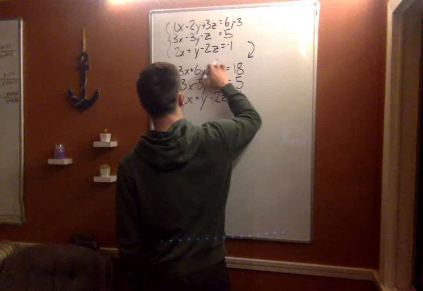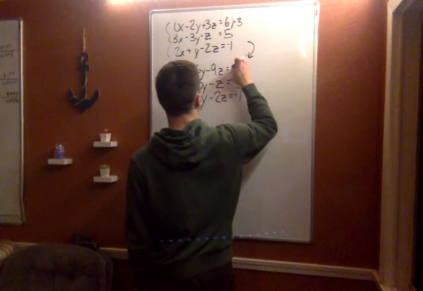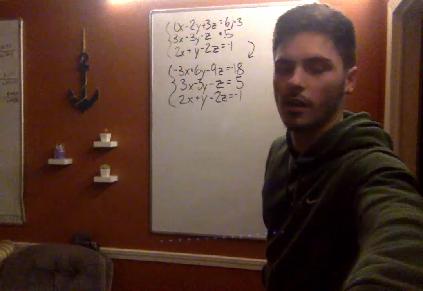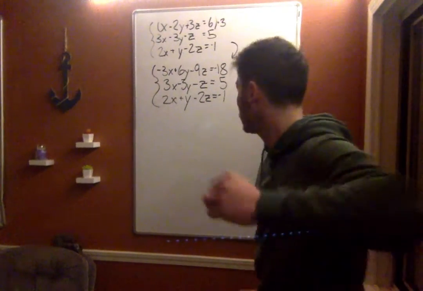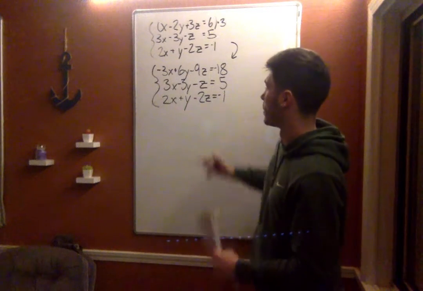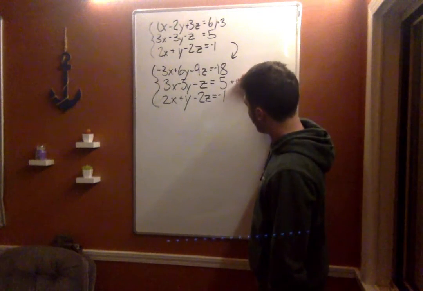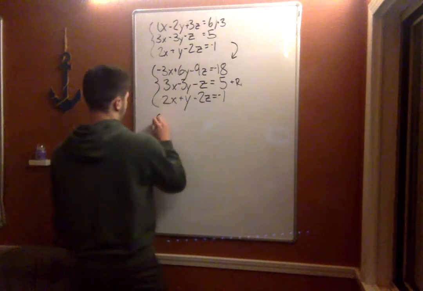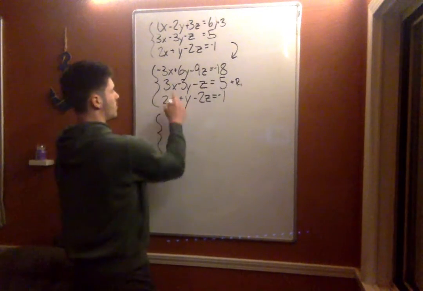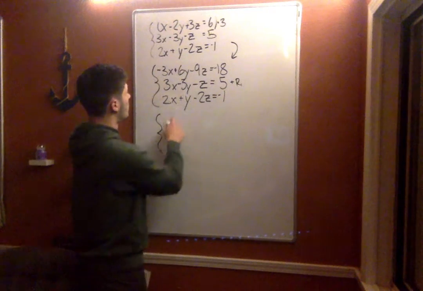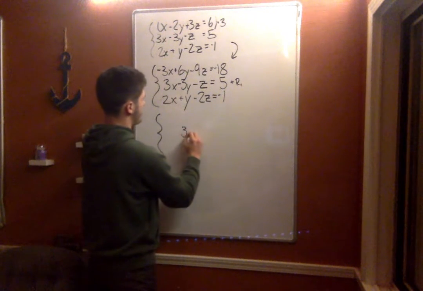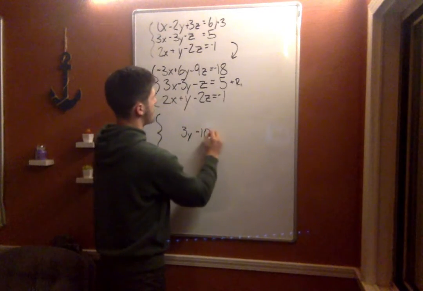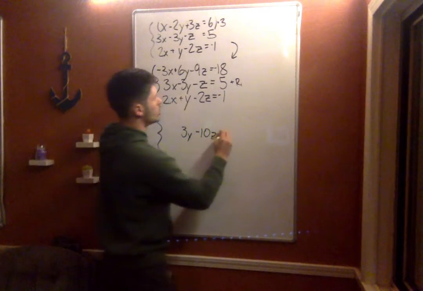So as you can see, I just flipped all of these signs, so that now we can add row 1. And what do we get when we add row 1 to this row? We get nothing here, and we get 3y and negative 10z. And that equals negative 13.